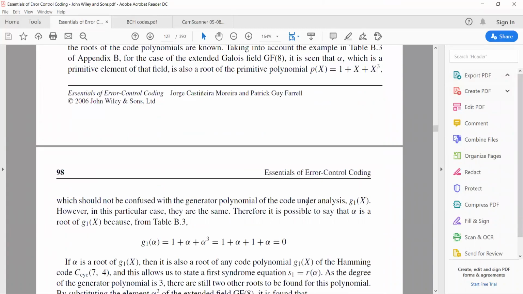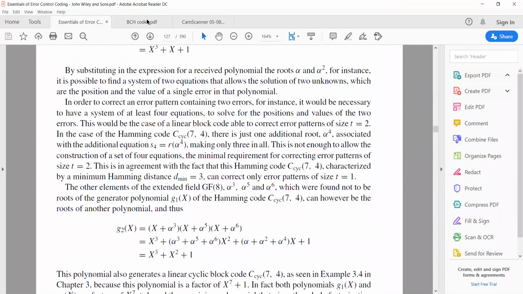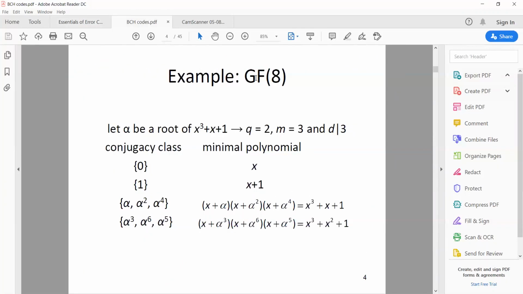So ultimately, you can see what is the significance of the minimal polynomials. So these are the minimal polynomials for GF(8). x plus 1 is the minimal polynomial of GF(8) whose element is the root 1. x cube plus x plus 1 is a minimal polynomial of GF(8) which possesses the roots alpha, alpha square and alpha 4. This is also a minimal polynomial of GF(8) which has the roots alpha cube, alpha 6 and alpha 5.